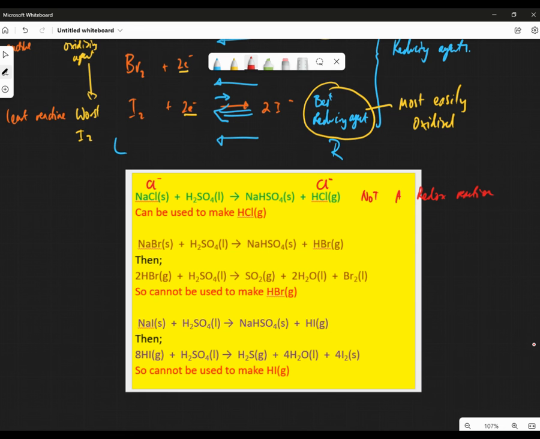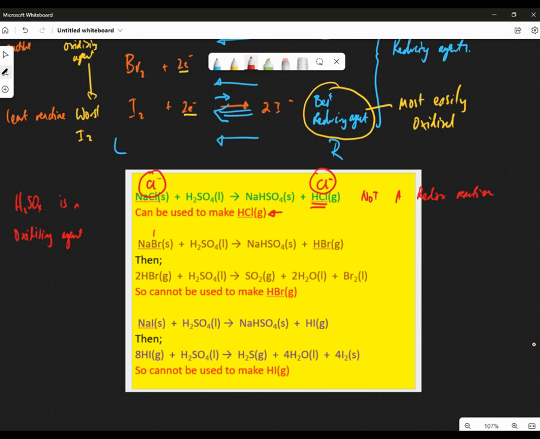Now concentrated sulfuric acid is a very powerful oxidizing agent, but it's not good enough to oxidize chloride, because if you remember, chloride ions are hard to oxidize. The halogen is easy to reduce, but the halide is hard to oxidize. So we can't oxidize a chloride ion, and that's why the first one we get HCl. And this is why we can make HCl.